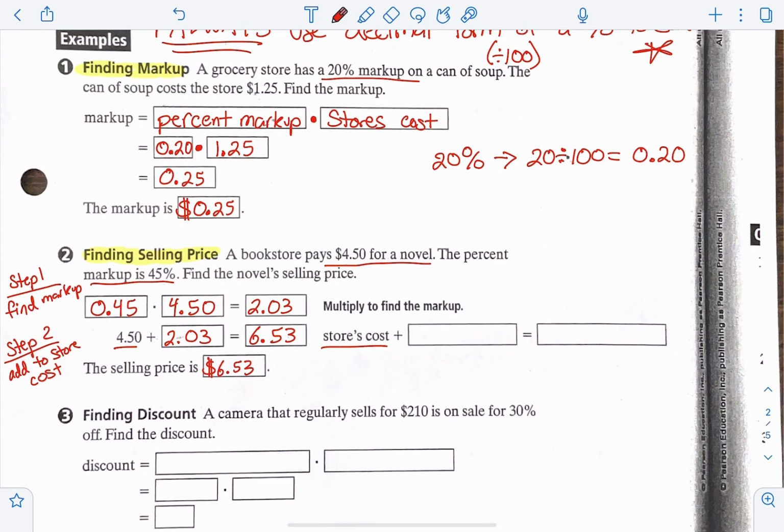Okay, because store's cost plus the markup equals the selling price. So how much they paid for it plus how much they mark it up is how much they sell it to you for. So step 1 was finding the markup, just like we did up here. Step 2 was taking what they pay for it and adding the amount of markup money to figure out how much they sell it to you for. They sell it to you for $6.53.